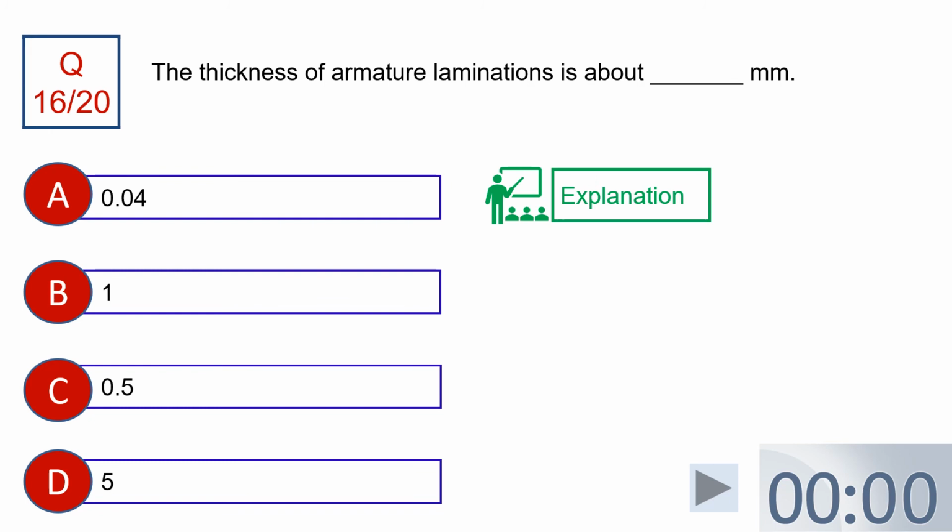Correct answer is option C. The thickness of armature laminations is about 0.4 to 0.5 millimeter.